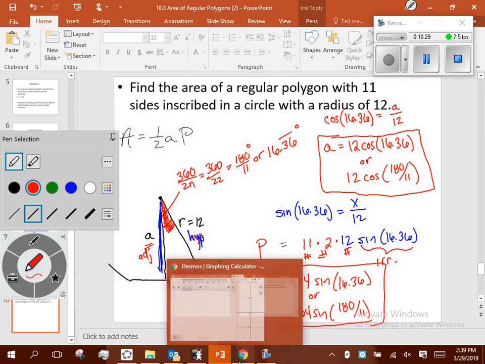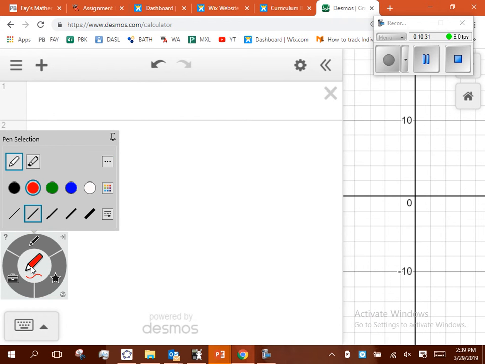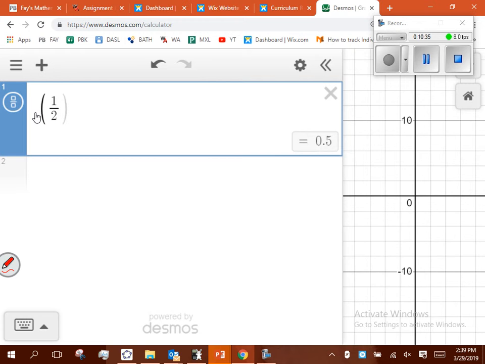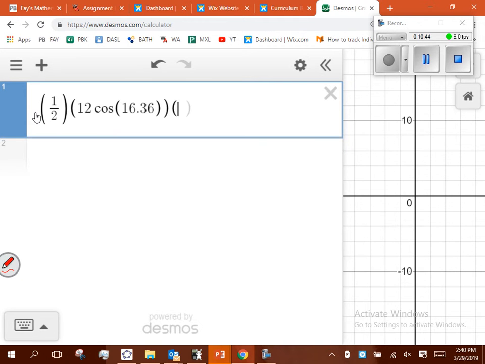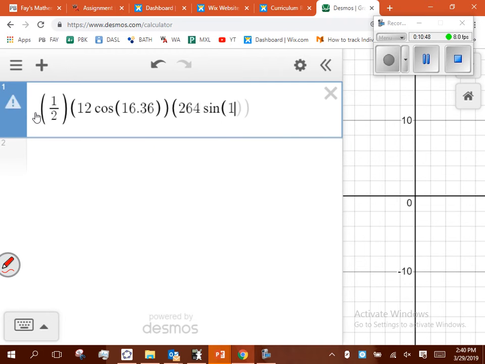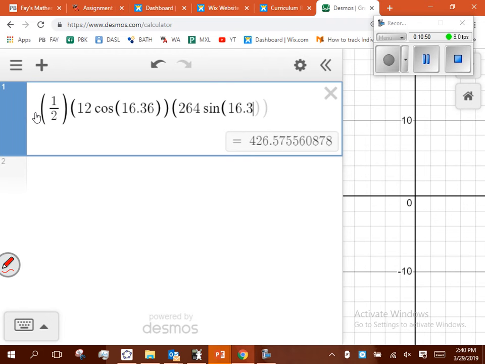And let's see here, decimals. We're going to type in 1/2. Okay? Now it was 12 cosine. I'm going to type in 16.36 first. And then 264 sine 16.36. And it evaluates it and it tells me my area of this shape is 428, right?